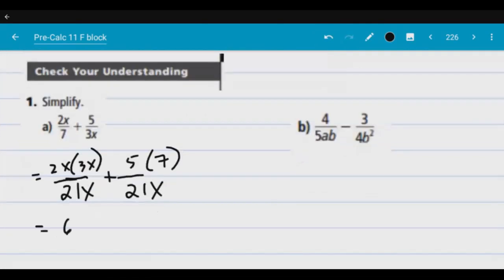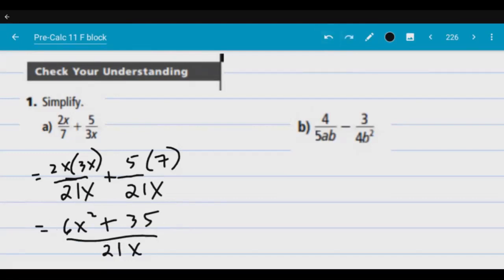Let's simplify. 6x squared plus 35 over 21x. Okay, now take a look. You might be thinking, can I simplify this further? You might think that 6 can be divided by 3 and 21 can be divided by 3. But you can only do that if you can factor out a 3 from both terms.